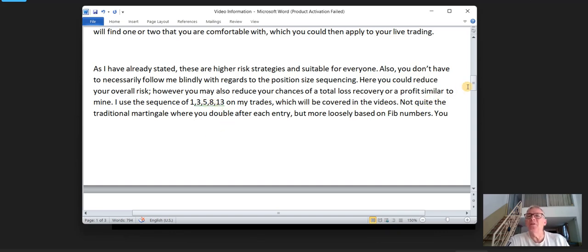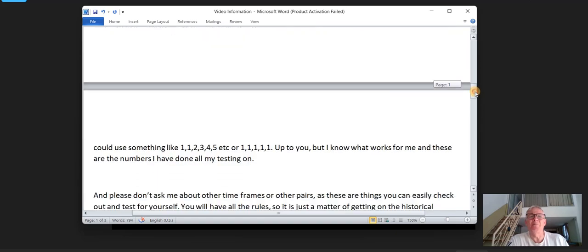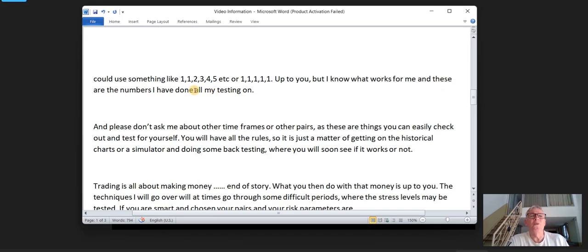You don't have to do it. It's loosely based on the fib numbers. You could use the proper fib numbers, 1, 1, 2, 3, 5, or you could use 1, 1, 1, 1, 1, 1, 1. Up to you. With this loss recovery, you'll probably do it pretty well just with 1, 1, 1, 1, 1. You'll see it if you pick the right pairs. You'll recover a lot of your losses. You might not recover all your losses, but you'll have more wins than losses if you pick the right pairs on the right time frame.